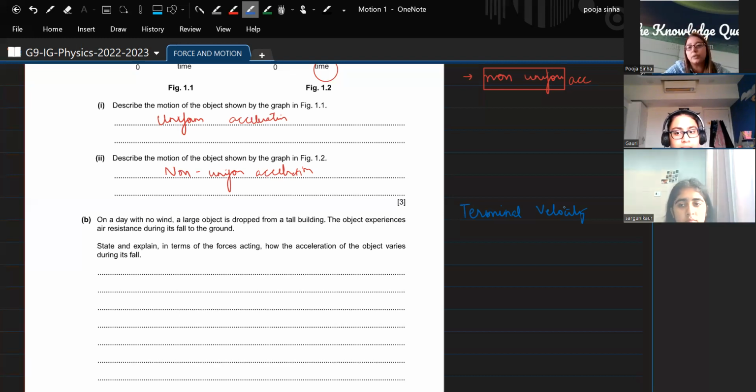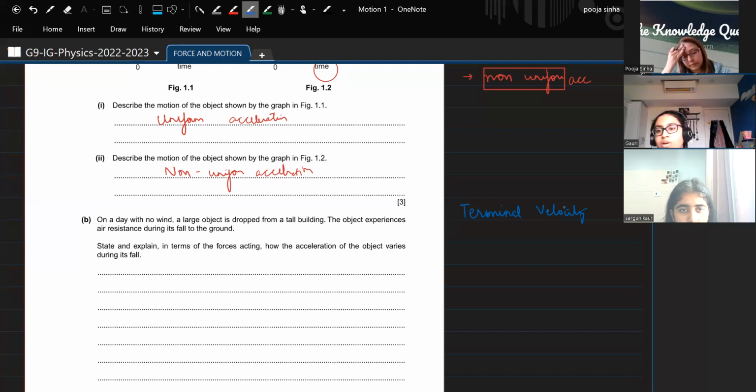State and explain in terms of forces acting how the acceleration of the object varies during its fall. Right. ये तो हुआ how the acceleration is acting now. ये तो हुआ velocity, terminal velocity. तो अब मुझे बताओ, क्या इसमें आती है चीजें when you're falling down. So it's not asking you about the velocity, it's asking you about the acceleration. ठीक है? Now thinking.